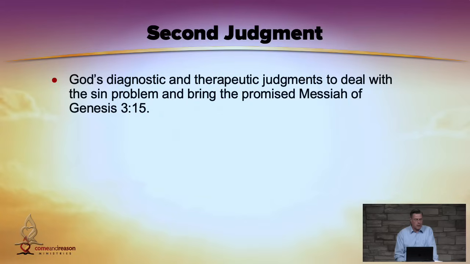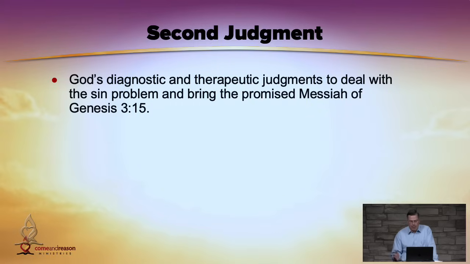We become like the God we worship, and it determines whether we really trust him or we trust the mechanics, the payments, and the intercessions that are going on to protect us from the God because we really don't trust him. So the first judgment was our judgment of God. The second judgment is God's diagnostic and therapeutic judgments to deal with the sin problem and bringing the promised Messiah of Genesis 3:15. And these have been going on through history, and there's another application going on in the sanctuary.